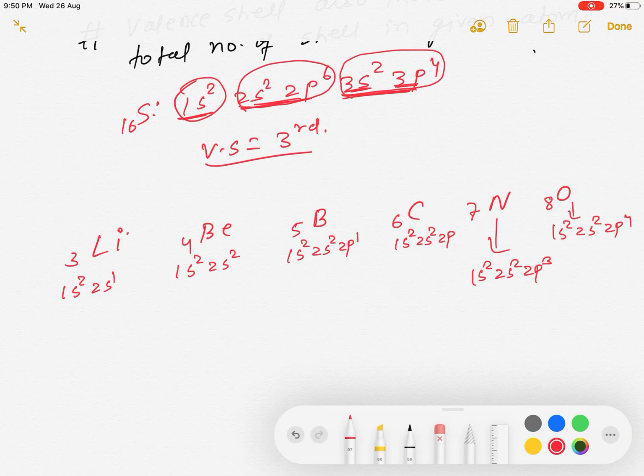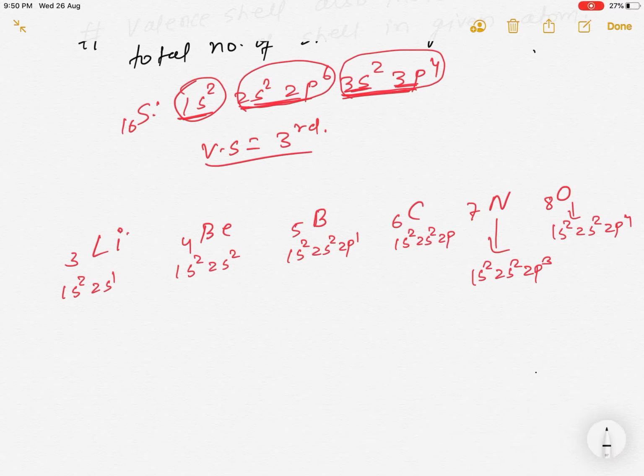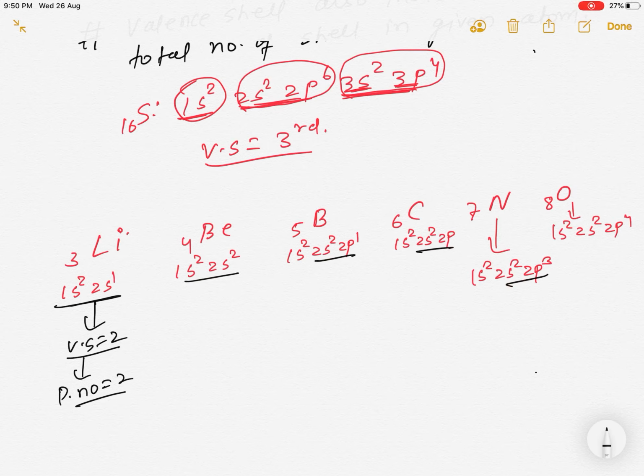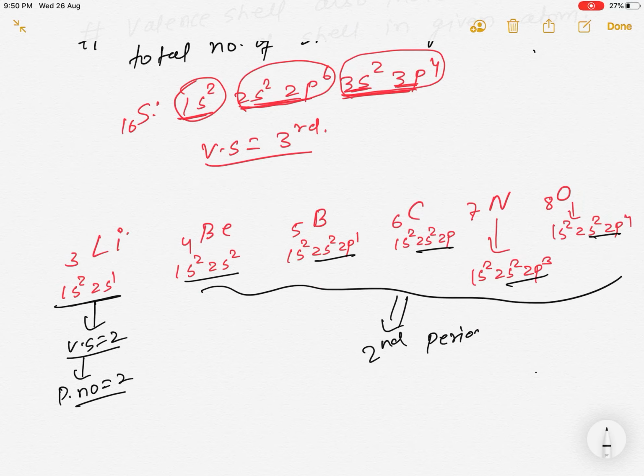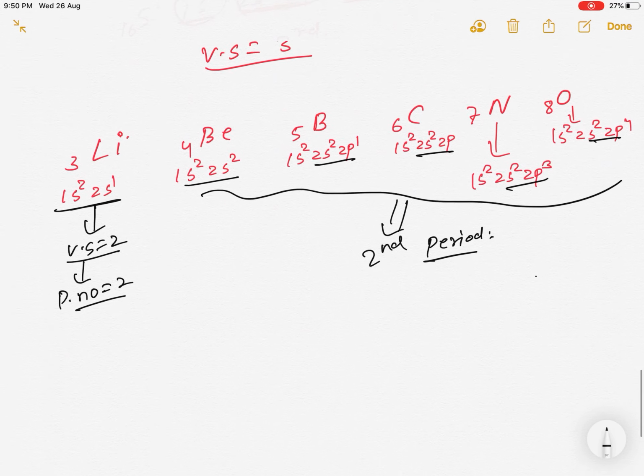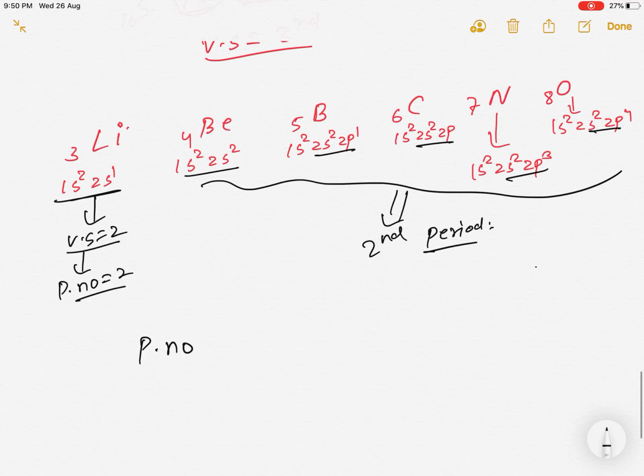Right? Let's try to find out their period number. For these, the valence shell is the second shell. That's why the period number is 2. For all of them, you see that the valence shell is the second shell, and that's why all of them belong to the second period only. What do we see? Period number is equal to the valence shell number.